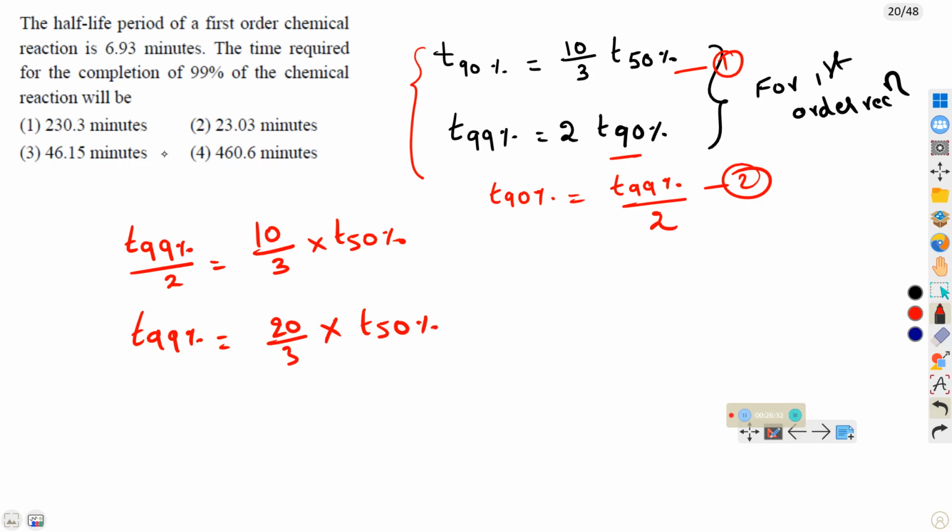T 50% value is given as 6.93. 20 by 3 into 6.93. 3 twos, 3 threes, 3 ones. 20 into 2, 40. 46.15 nearly.